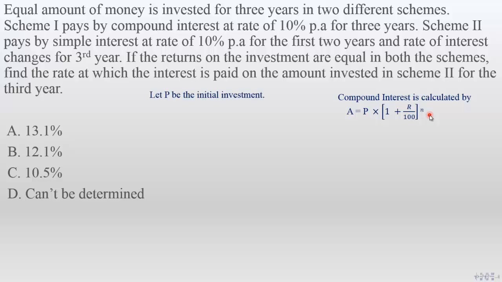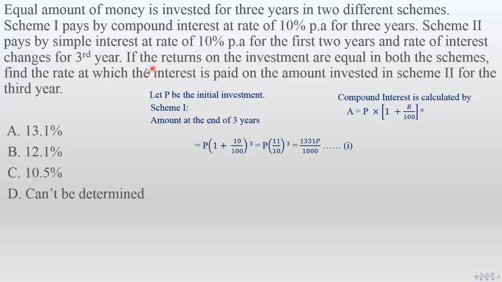So let's dive into solving scheme 1. By substituting the known values in the equation, we get 1331P/1000 as the amount at the end of 3 years under scheme 1. Now we do not know what the value of principal is, so we retain it as P, and we just substitute 10 for the rate of interest and 3 for the number of years, and on simplifying we arrive at this, which we call equation 1.